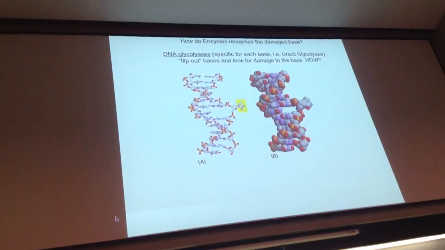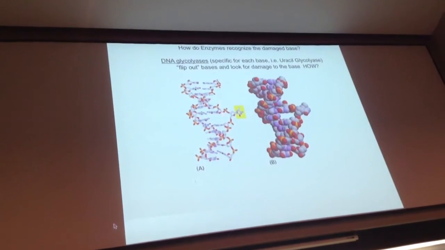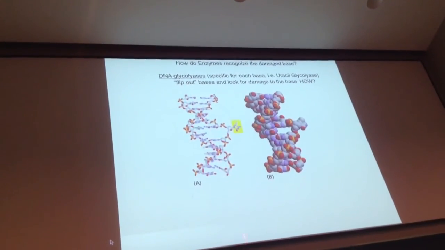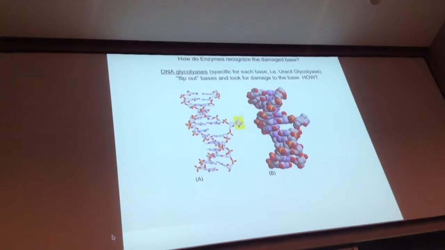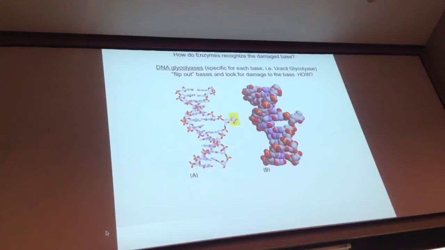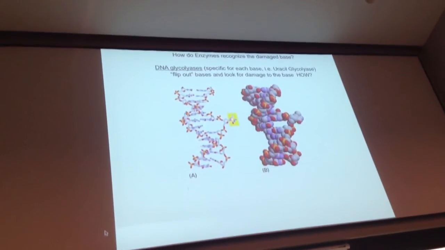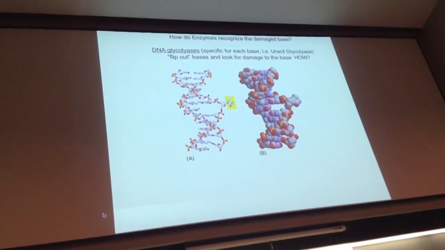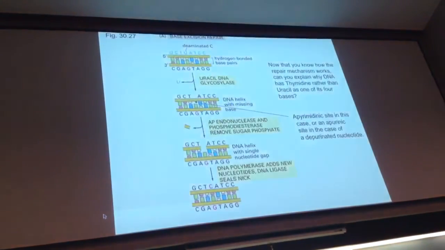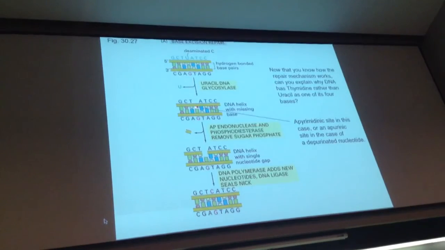So here's what happens. This is the crystal structure. Uracil glycosylase starts to walk around here and it tries to flip out the bases. If they have hydrogen bonding, it can't. If there's a uracil that doesn't belong, it flips out and then it cuts it off. Right? And what happens when you do that, you end up with what we call an apurinic site. So here's depurinated DNA.